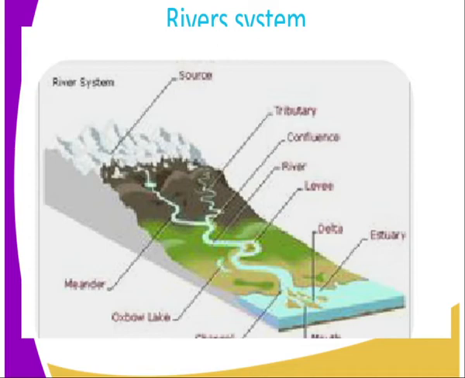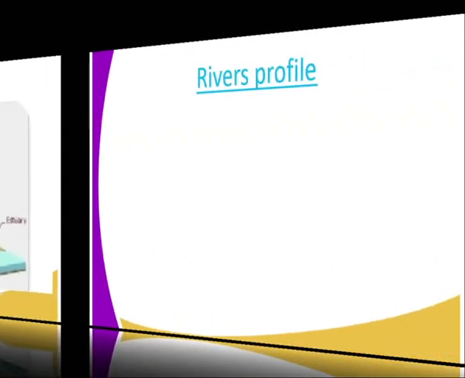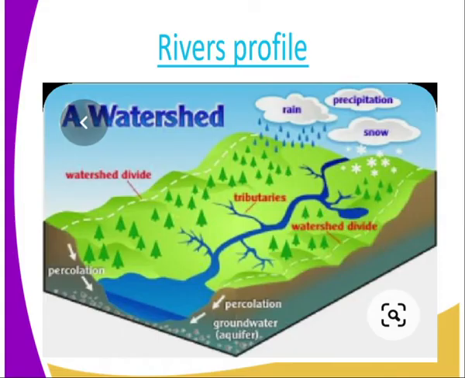We also have another river system as an example. You can see we are starting from the source all the way to the tributaries, the confluence. We also have the estuaries, the oxbow lakes. You can see them from the image. This is the river profile. We start from the source, then tributaries, the watershed or divide. You can see it is very clearly demarcated in that diagram.